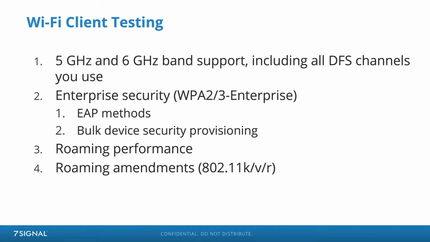Roaming amendments, again, for those clients that are mobile, support for 802.11k, v, and r is really helpful to speed up roaming and have as little packet loss as possible during AP discovery, and also once that roam has begun, we want to make that as fast as possible.